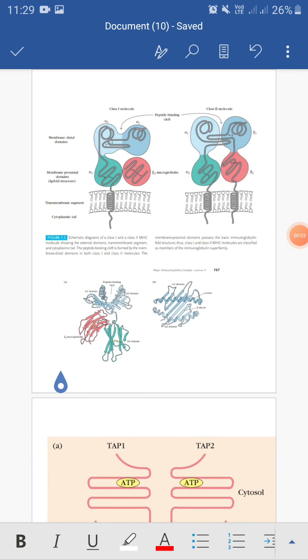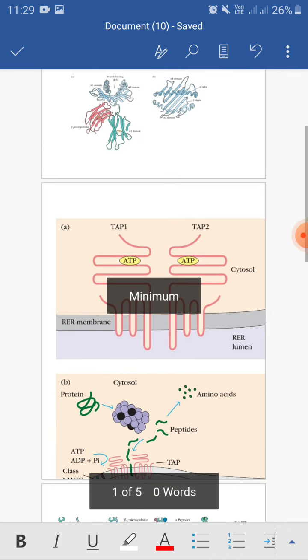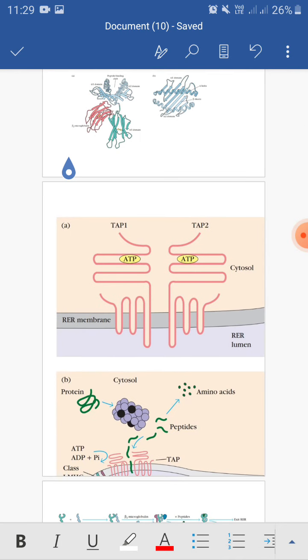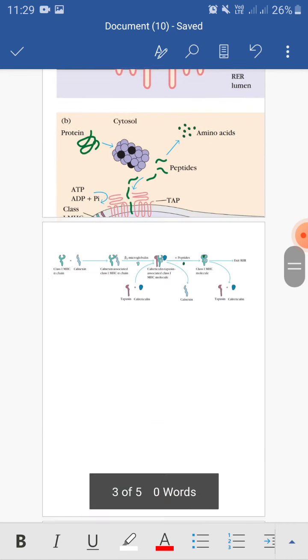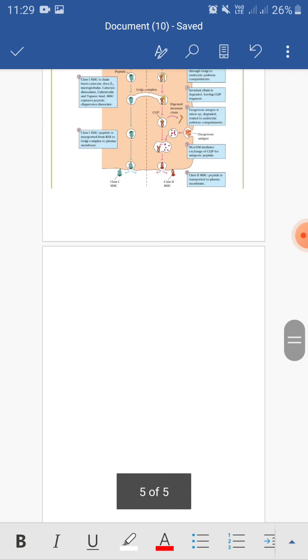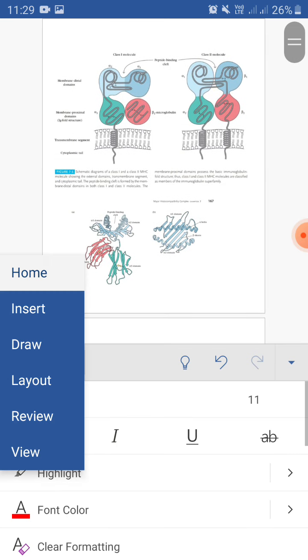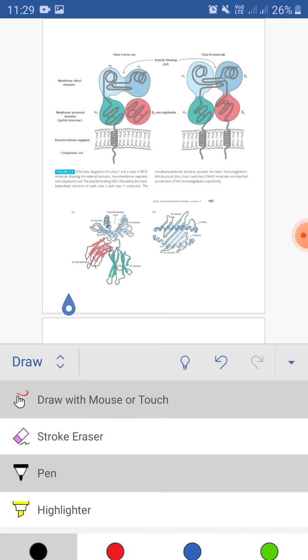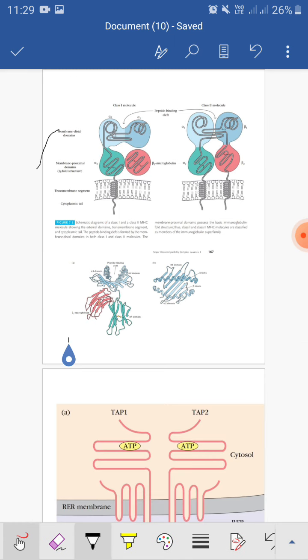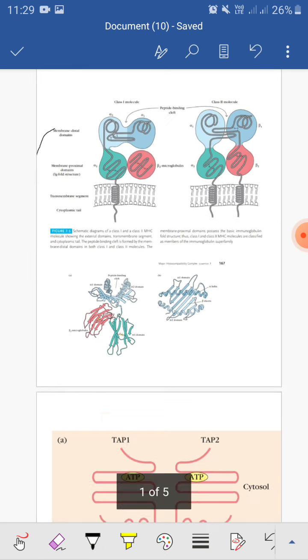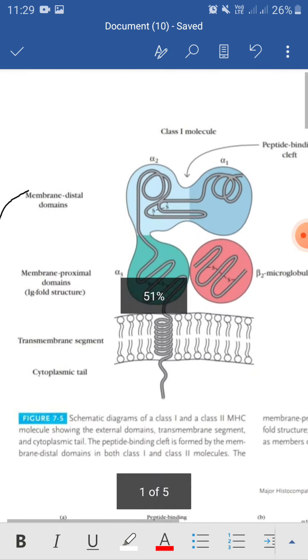Hello friends, in this video I will explain the structure of MHC class 1 and class 2 molecules, how they process and bind with the antigen, and their expression also. So let's start first with the structure of MHC class 1.